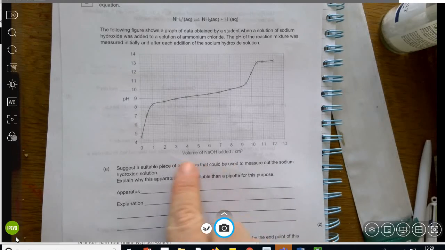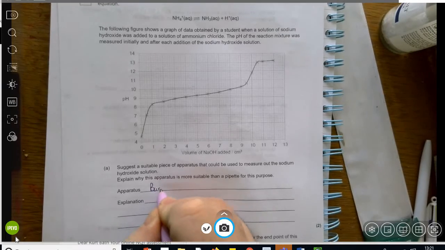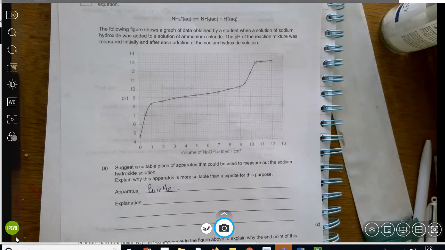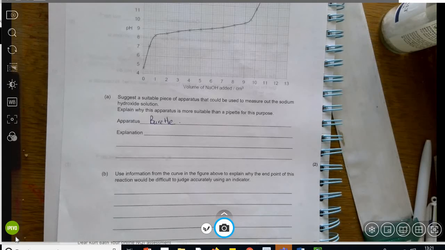Now, as it says here, you are adding a range of sodium hydroxide. I would suggest that should be screaming a piece of equipment at you, because we always use a burette to add a range. We use a pipette for an exact volume, a burette for a range. And it says, use the information of the curve, explain why the end point correction is difficult to judge accurately.